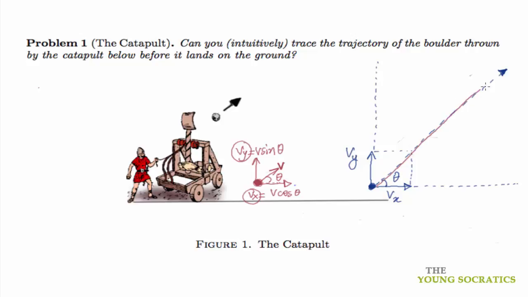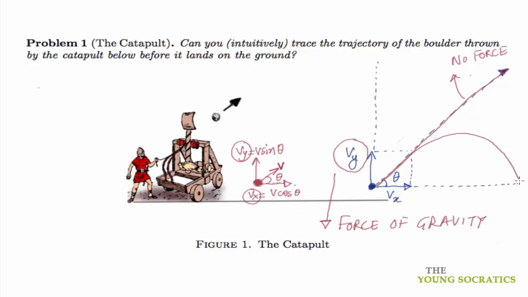That's the trajectory. However, in this case, there is a force of gravity acting in the vertical direction. If no force was acting, the trajectory would be a straight line. So if the force of gravity is acting and trying to decelerate vy, naturally the trajectory will bend.